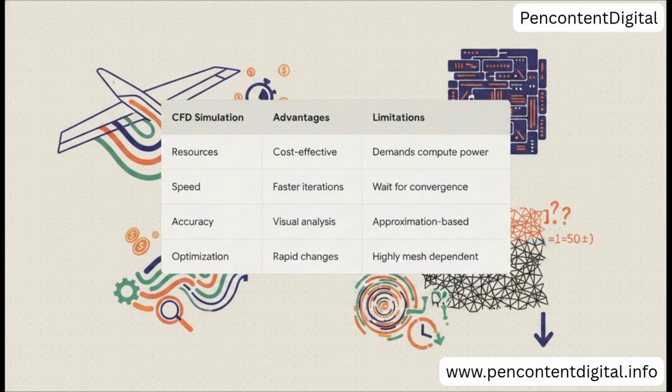On the plus side, it's highly cost-effective, vastly faster than physical testing, provides incredible visual clarity, and allows for rapid design changes. However, look at the limitations. It demands massive computational power, it requires real patience for mathematical convergence, and ultimately, it relies on numerical approximations that are highly dependent on the quality of your initial mesh.